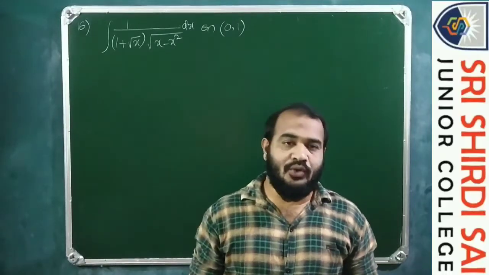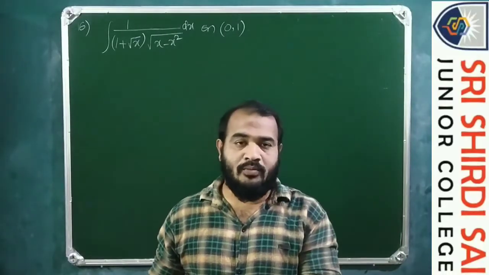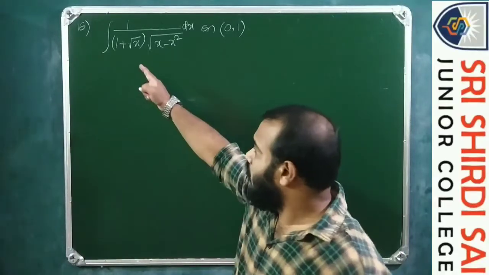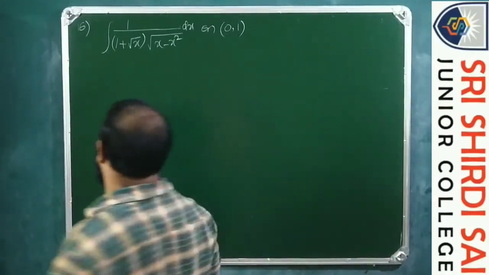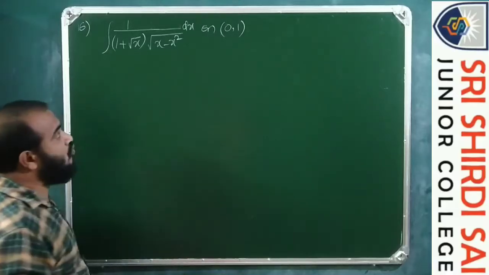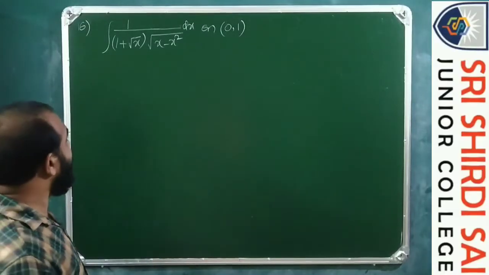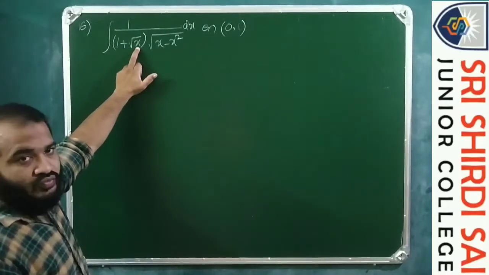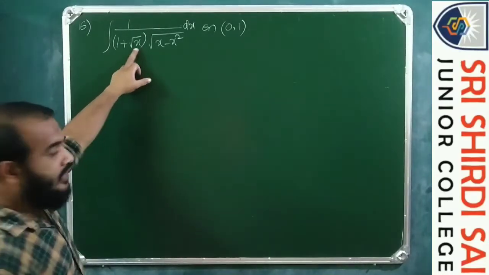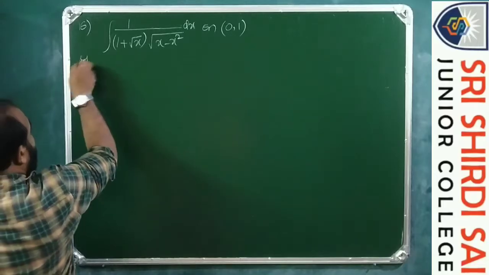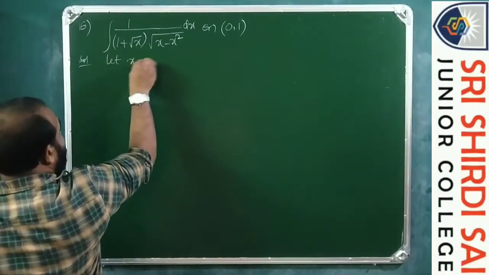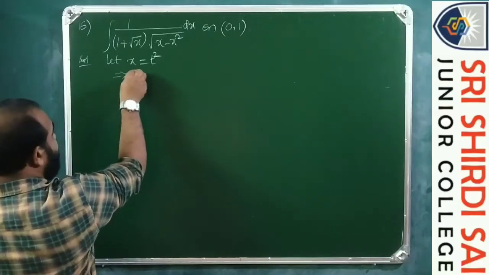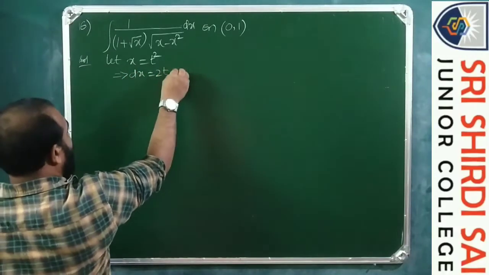Students, let us continue the remaining problems that were left in exercise 6D. So, integral 1 by (1 plus root x) into root of (x minus x square) dx on 0, 1. Let us take x equals t square here, so that the square and root will be eliminated. Solution: let x equals t square. This implies dx equals 2t dt.